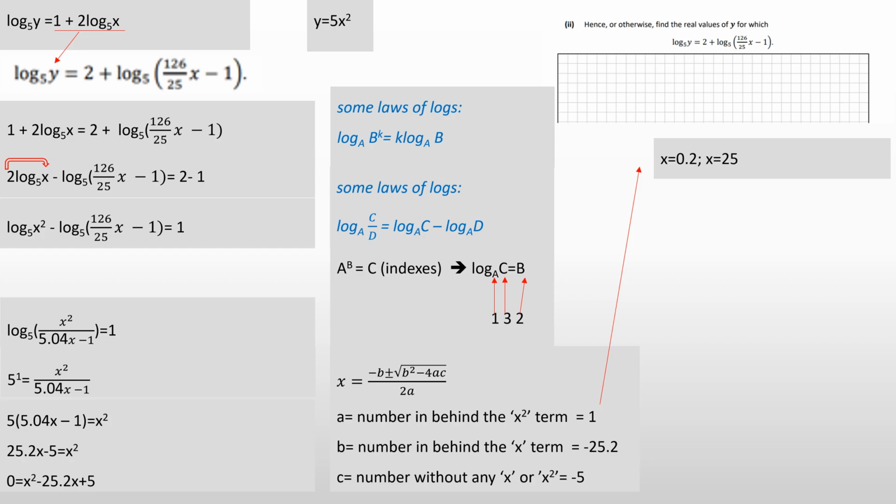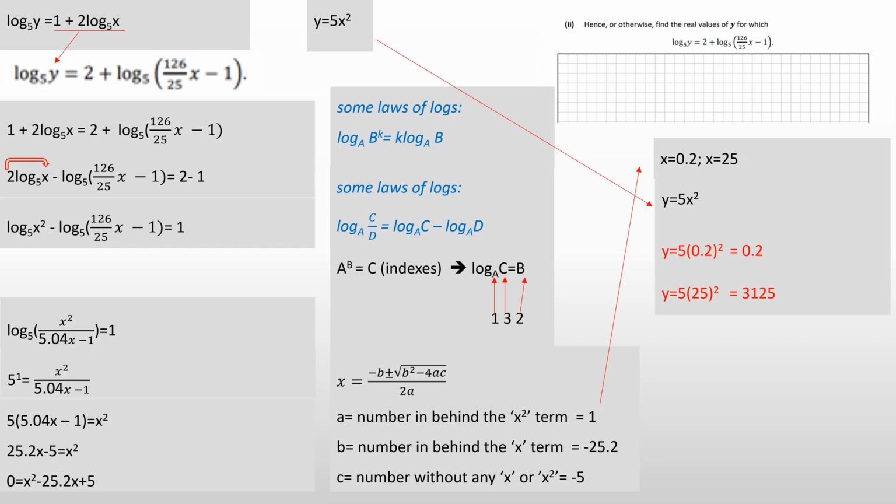And then the last step is to just get this equation from earlier and then find y. Remember, the goal was to find y in this case. So you'd substitute that in one value at a time to get your value for y. So if I sub in the 0.2, I get y is equal to 0.2. If I sub in the 25, I get y equals 3,125. And that is the two answers.